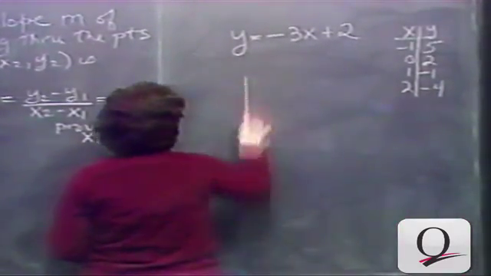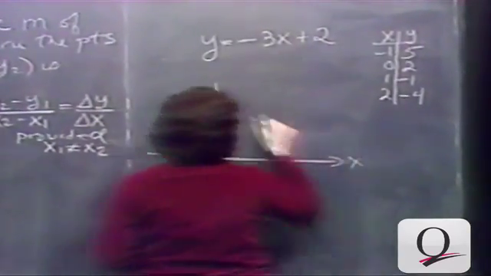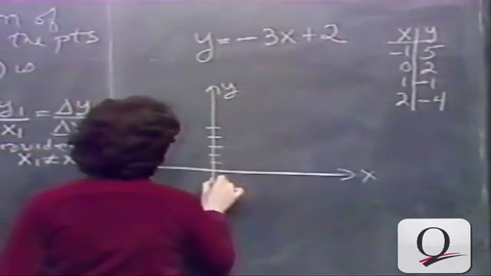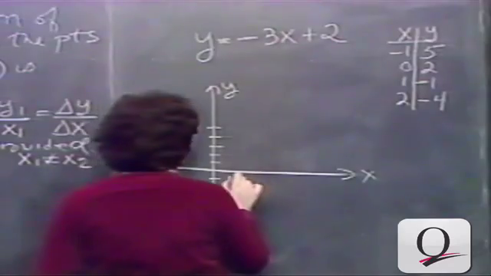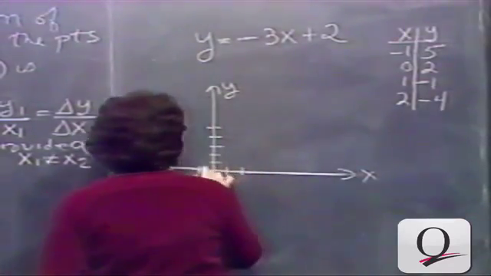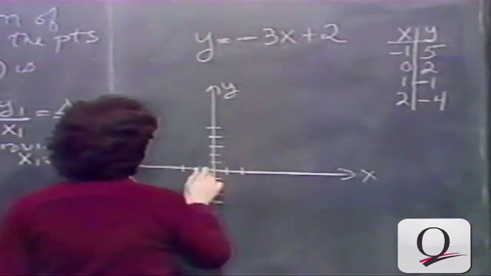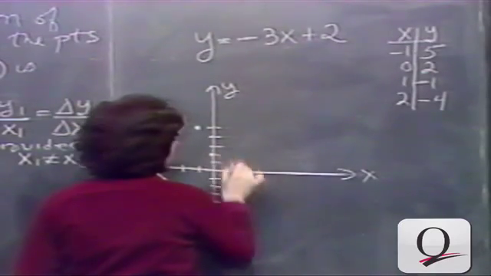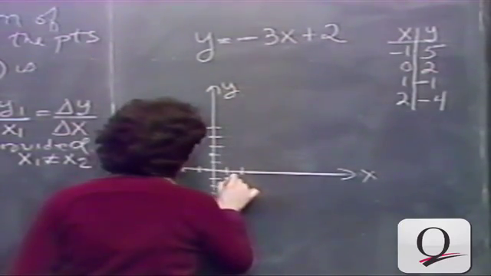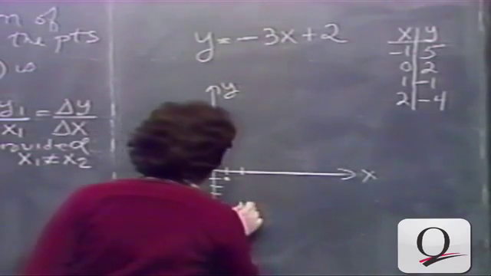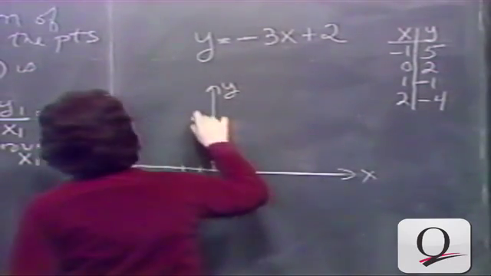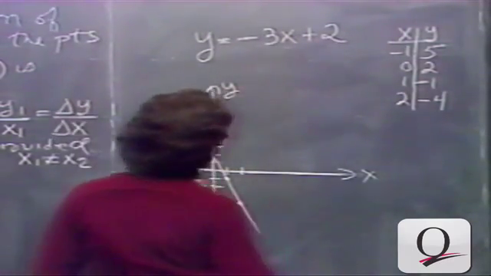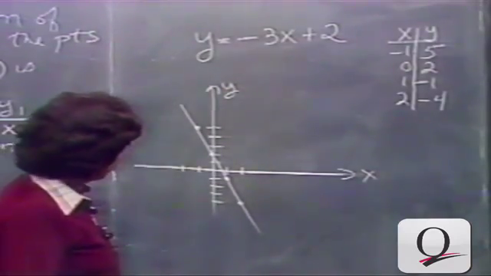Let's plot these points. We have minus 1, 5; 0, 2; 1, minus 1; and 2, minus 4. And we will draw a straight line through these points like that. This is the graph of this line.